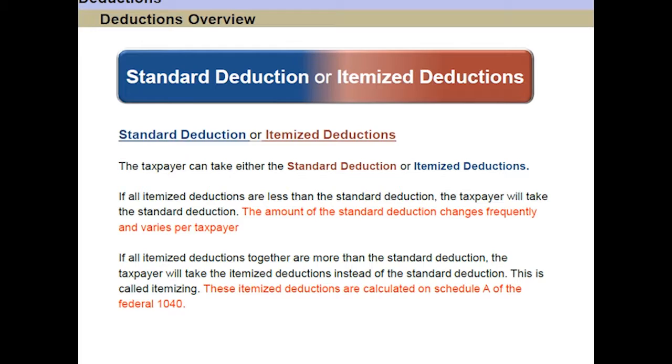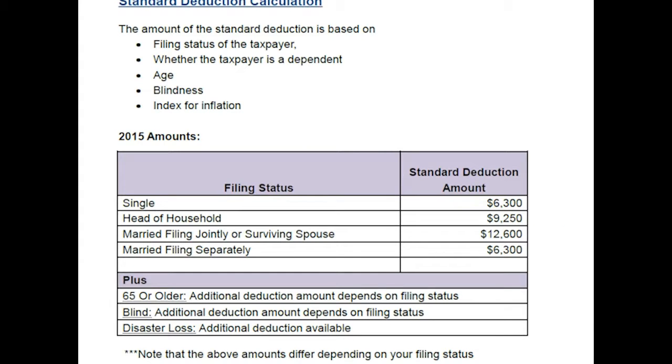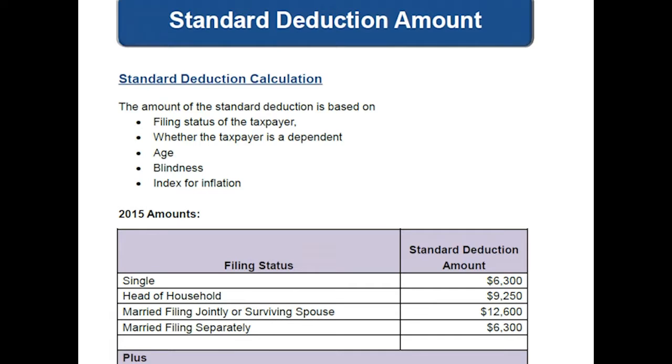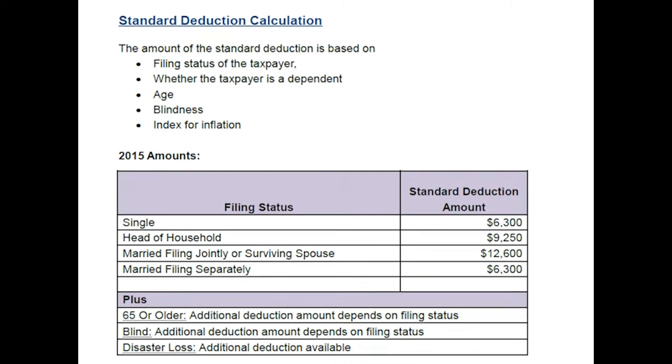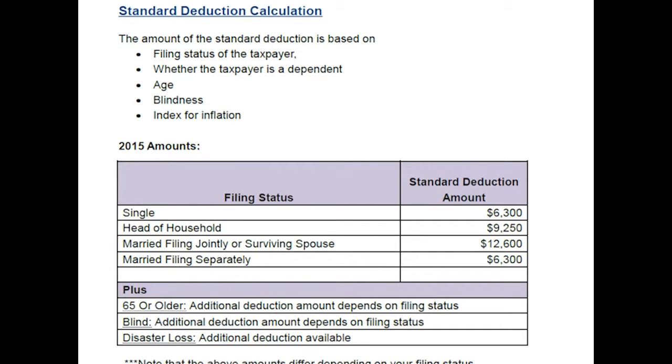So, the standard deduction amount is based on the filing status of the taxpayer, whether the taxpayer is a dependent, the age of the taxpayer, blindness, and it's indexed for inflation. The 2015 amounts are, as you see, single $6,300, head of household $9,250, married filing jointly or surviving spouse $12,600, and finally married filing separately $6,300, same as single.